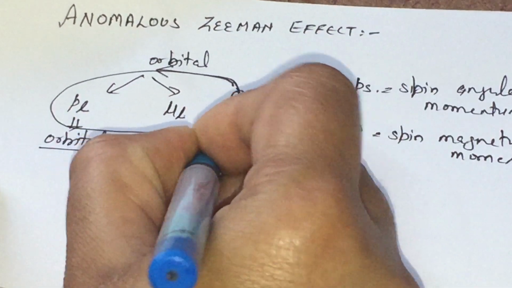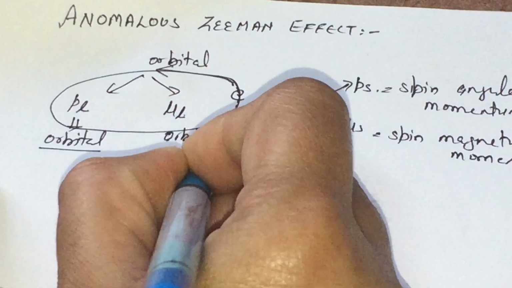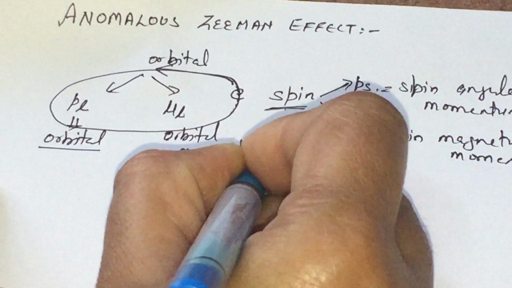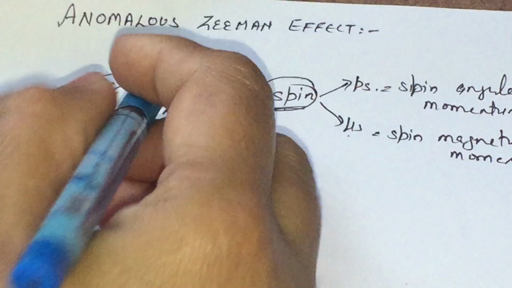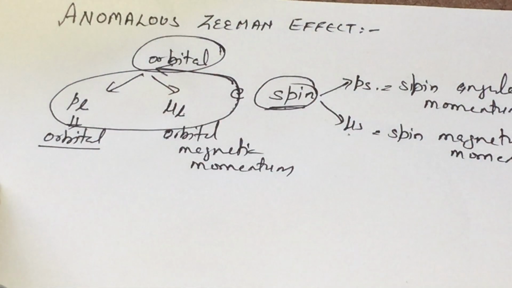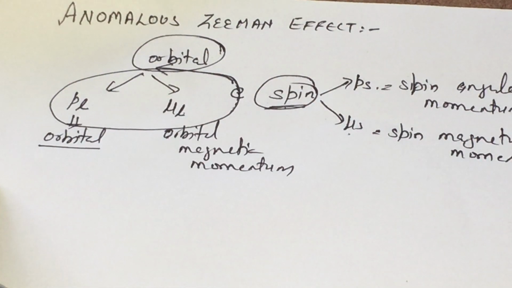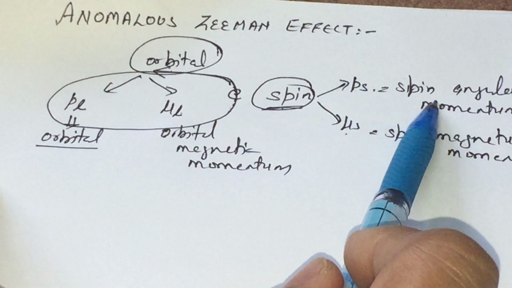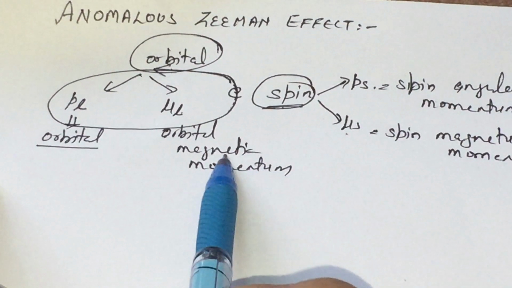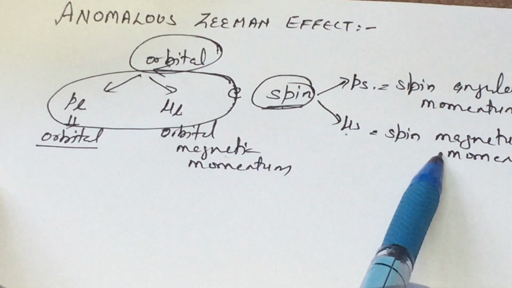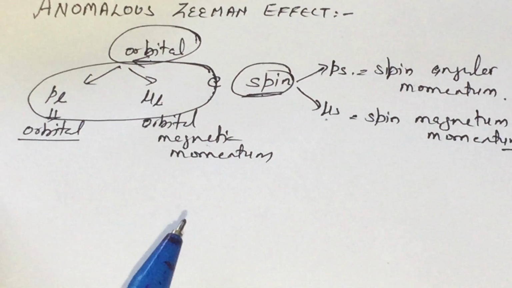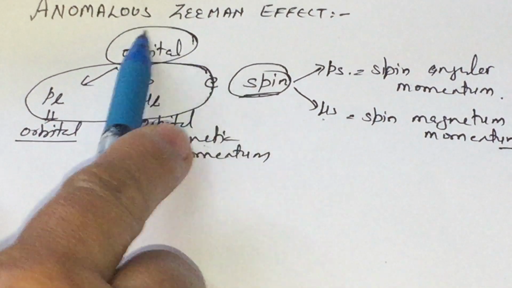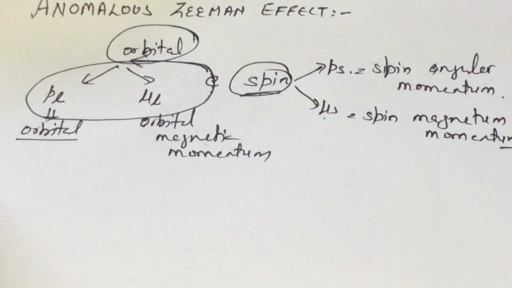magnetic momentum. It means that due to these two motions, one spin motion and another orbital motion, we get a total of four types of momenta. Two are angular momenta and two are representing the magnetic field produced by the two types of motion of the electron.